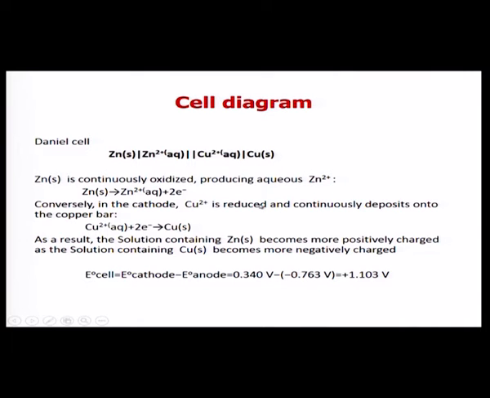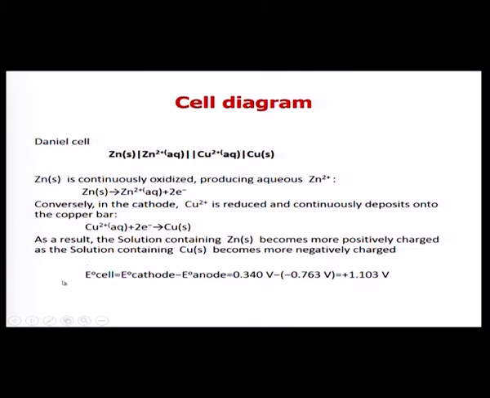And conversely, in the cathode, the copper ion is present in contact with the copper wire, and the copper is reduced and continuously deposited onto the copper bar, which acts as the cathode. So, copper 2 plus will pick up 2 electrons and get reduced to copper metal. As a result, the solution containing zinc becomes more positively charged, while the solution containing copper becomes more negatively charged, because copper 2 plus ion is removed and converted into copper metal. So, positive charges are decreasing, and this is what the cell diagram shows.